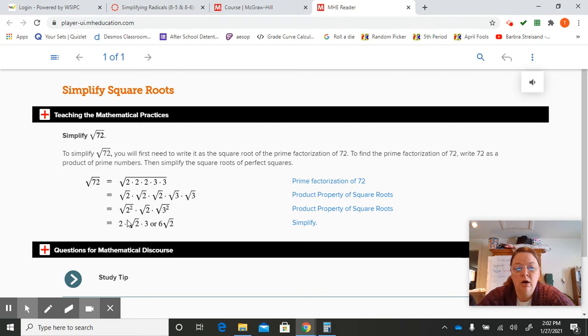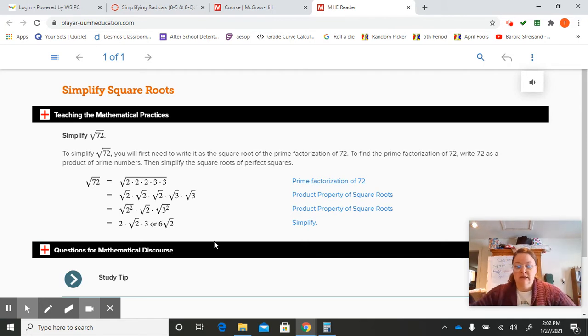And we have the one oddball square root of 2 left over. You multiply your 2 and your 3 together and it becomes 6, and the square root of 2 follows. So we have 6 square roots of 2. That's how you simplify the square root of 72.